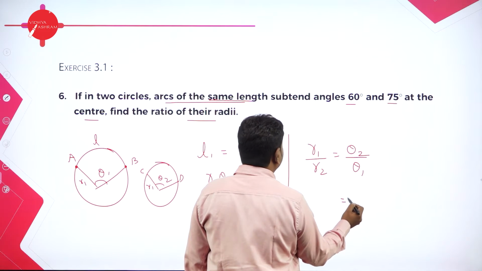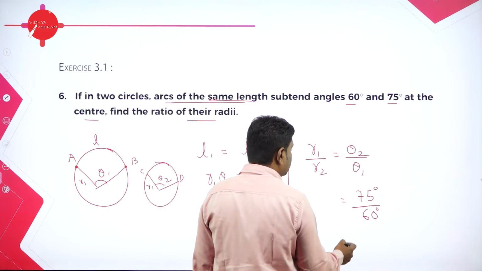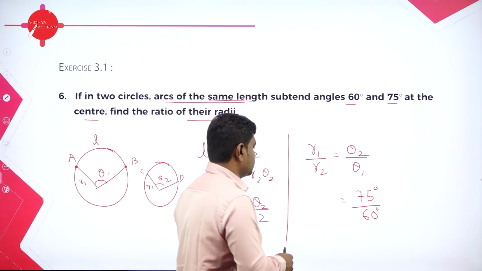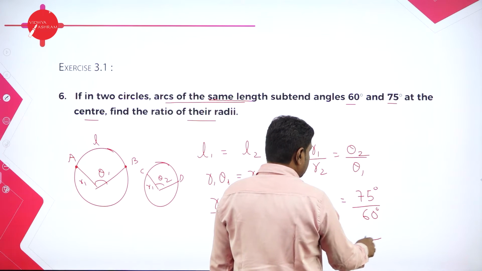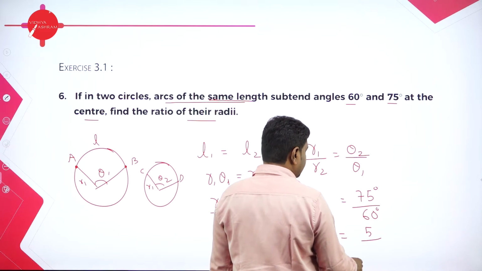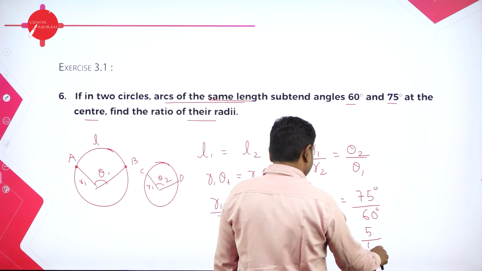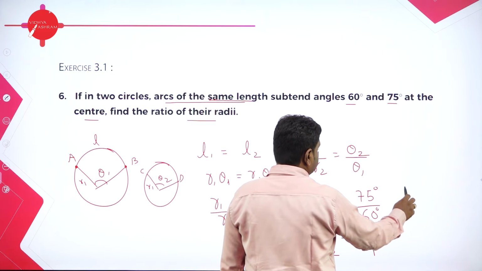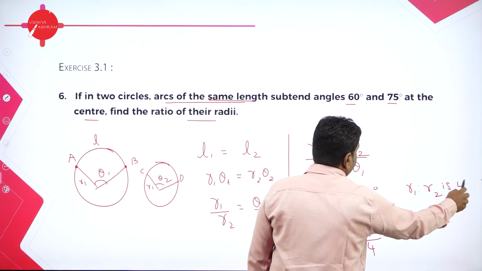So what is theta 2? They give 75 degrees. What is theta 1? 60 degrees. Both are divisible. Here there is no need to convert into radians, because if you convert, pi by 180 cancels again. So now simplify. Both are divisible by 15. 15 fives are 75 and 15 fours are 60. So 5 by 4 is the ratio of radii R1 by R2. That is, R1 is to R2 is 5 is to 4.